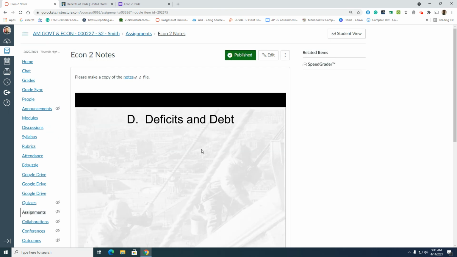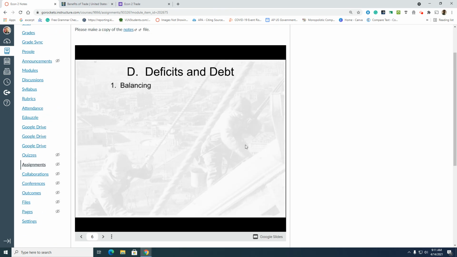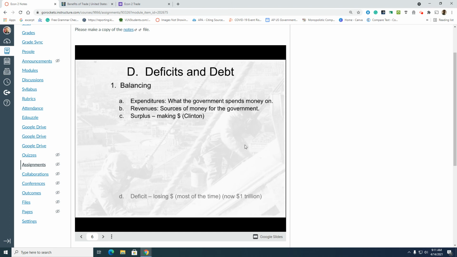And from the notes, let's go over the second part of government involvement in the economy, deficits and debts. Governments try to balance the budget by taking in an equal amount of expenditures and revenues. If they take in more revenue, they have a surplus, but that has only been done in recent times in the administration of Bill Clinton, so it's been a while. Most of the time they have a deficit where they have more expenditures than revenue.